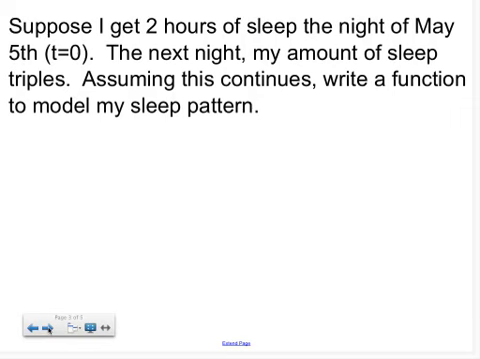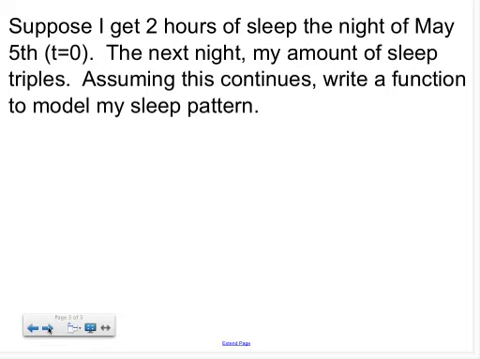Okay, so here's the situation. It says, suppose I get 2 hours of sleep the night of May 5th, and we're going to call May 5th t equals 0. The next night, my amount of sleep triples. And one of the objectives for this lesson was to know what the buzzwords are for an exponential growth or decay model. Okay, and the buzzwords are the amount of something depends on the amount you had before, and it goes up a certain amount based on what you had before.